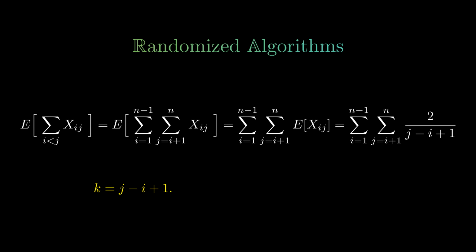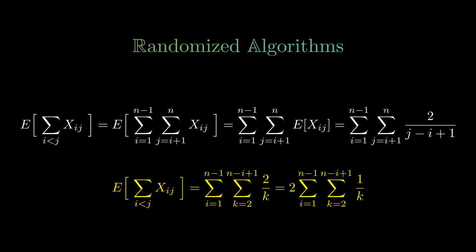Let k be equal to j minus i plus 1. Since j is greater than or equal to i plus 1 and less than or equal to n, j minus i is greater than or equal to 1 and less than or equal to n minus i. Hence, j minus i plus 1 is greater than or equal to 2 and less than or equal to n minus i plus 1. This allows us to rewrite the inner summation as the sum from k equals 2 to n minus i plus 1 of 2 over k, and we can pull out the constant 2.